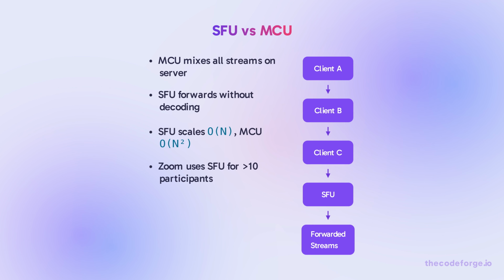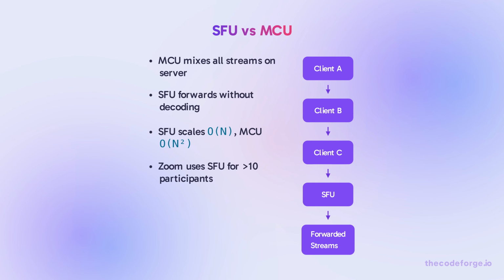The two main options, MCU multi-point control unit and SFU selective forwarding unit. MCU mixes all incoming streams into a single composite stream on the server. Each client sends one stream and receives one stream. Sounds simple. But the server has to decode, mix, and re-encode every stream. That's CPU intensive and adds latency.